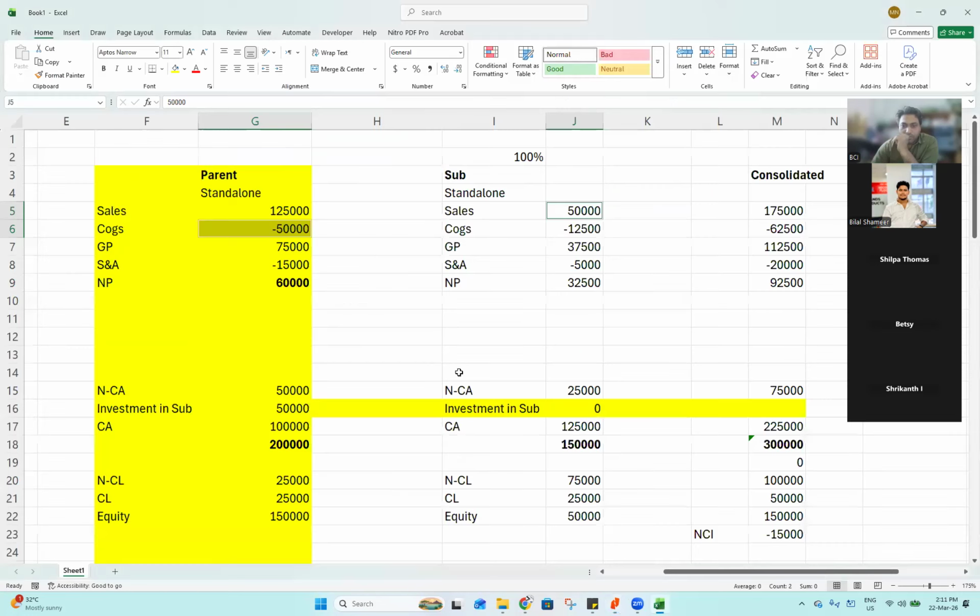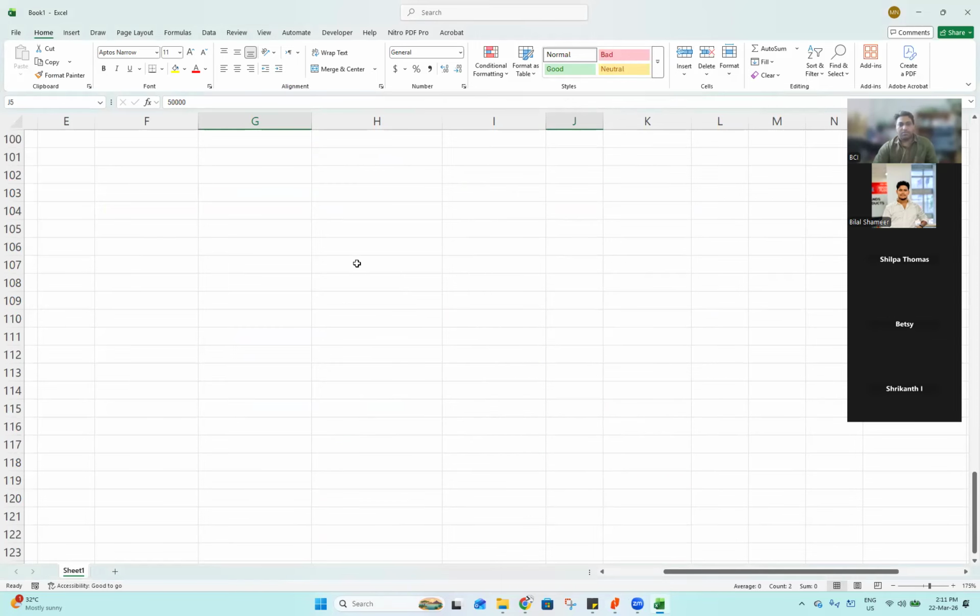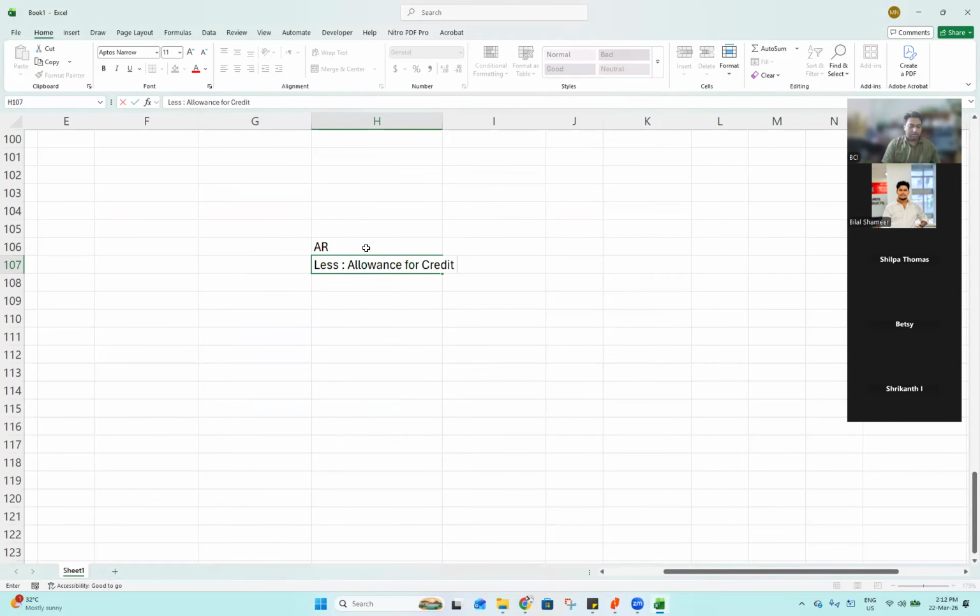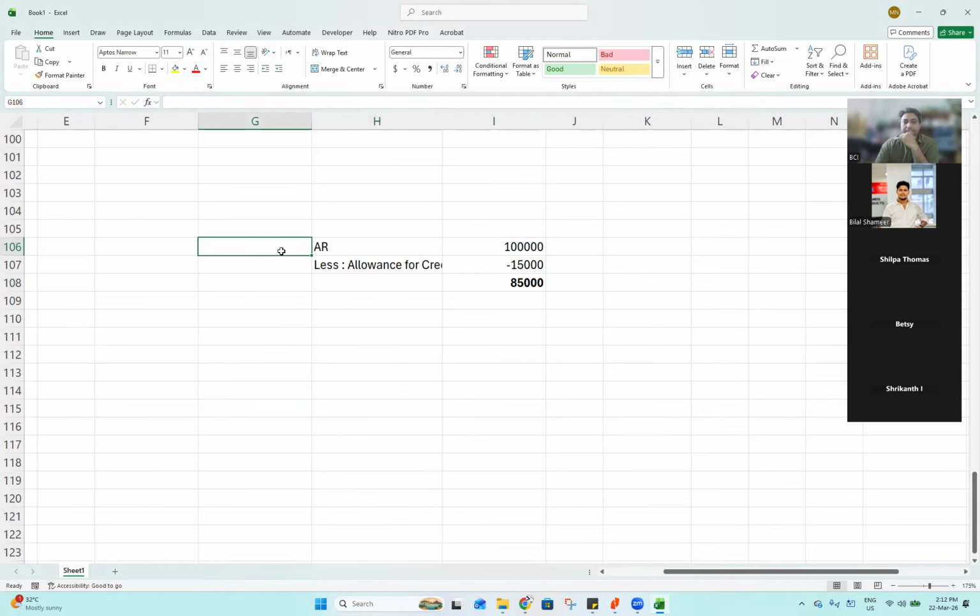So when we present receivables, we will have AR less allowance for credit losses. Clear? So this is an asset. This is a contra asset. Clear?